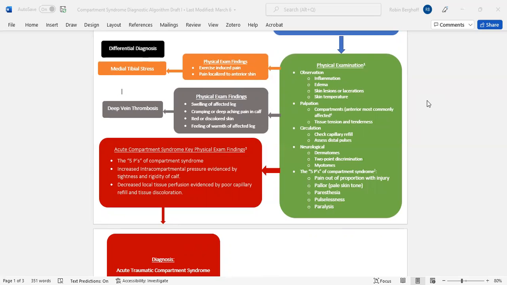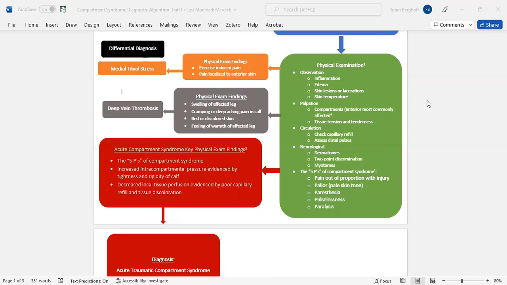And then when you're doing your palpations, make sure you're palpating all of the compartments of the lower leg: anterior, deep posterior, and superficial posterior, as well as lateral. Even though the research supports that the anterior is the most commonly affected compartment, we still want to make sure we're checking all four compartments in that lower leg.